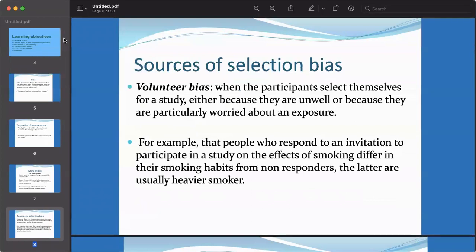Sources of selection bias. Volunteer bias: when participants select themselves for a study, either because they are unwell or because they are particularly worried about an exposure. For example, the people who respond to an invitation to participate in a study on the effects of smoking differ in their smoking habits from non-responders. The latter are usually heavy smokers.